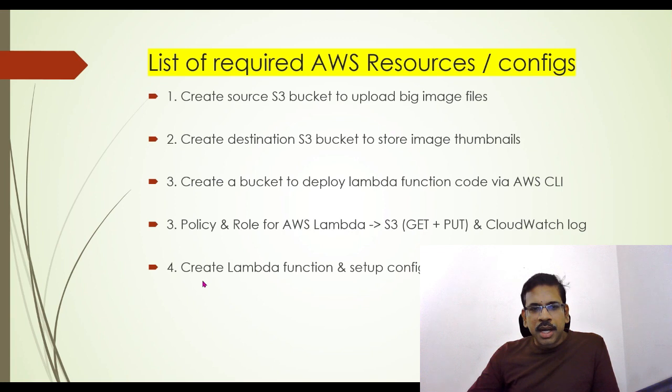Fifth, I have to create a Lambda function and set up the configuration, the runtime, memory and all. And sixth, I need to assign the Lambda trigger from the source bucket. This way, I connect the source bucket with this Lambda, so that as soon as I put an object into the source bucket, this Lambda will be triggered.